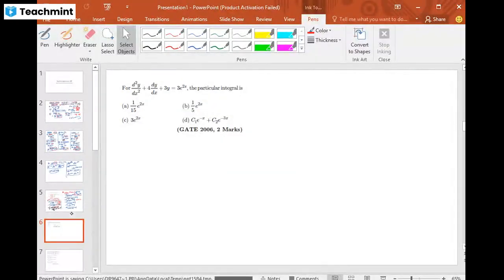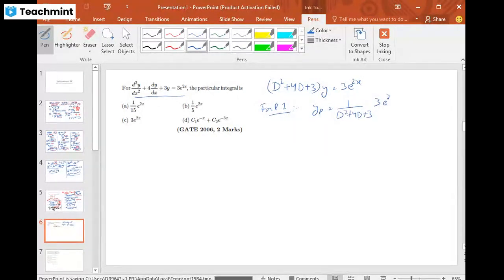In this case, again, the question is we need to find the particular integral. So for the particular integral, firstly we need to write the operator form. The second order derivative, D square plus 4D plus 3, times y equals 3 times e^2x. So for the particular integral, we apply the inverse operator, that is 1 upon D square plus 4D plus 3 times 3e^2x.